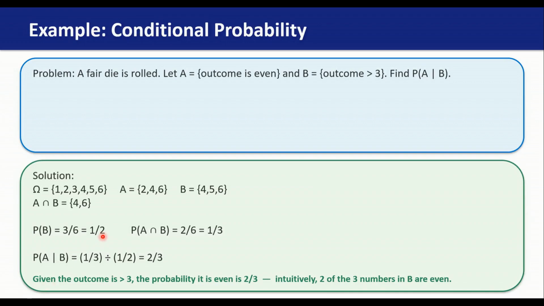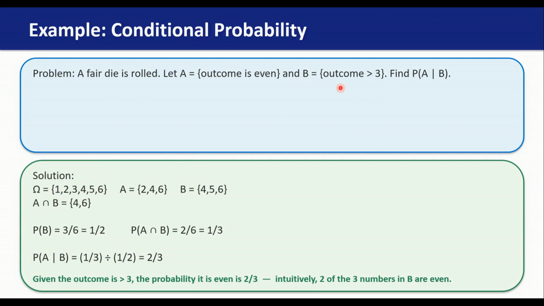Okay, let's do a simple example. Roll a fair dice. Let A be the outcome is even. That means A should be 2, 4, and 6, and B is the outcome greater than 3. This means that B should be 4, 5, and 6. Our sample space is 1, 2, 3, 4, 5, 6, all possible numbers when you roll a dice.